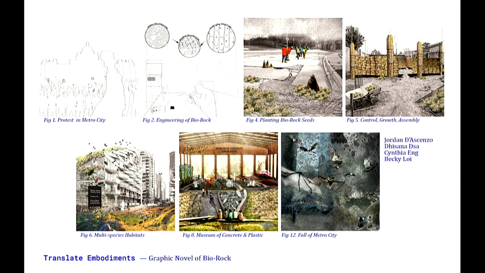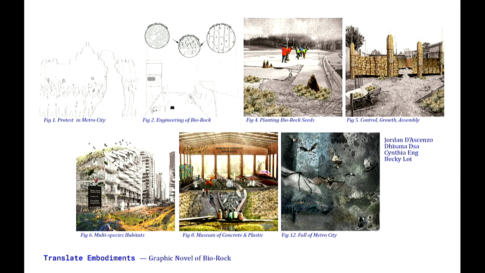But essentially, a protest erupts in Metro City. The COVID pandemic has made people acutely aware of how cramped their living conditions are, and they want to demand a new ecological future. For some reason, the high-level response is the engineering of something called biorock, which they called a living, non-sentient, self-replicating material. And so the students then speculated on how this material would be seeded, gradually growing and metabolizing inorganic materials like concrete and plastic, and eventually creating a multi-species habitat.